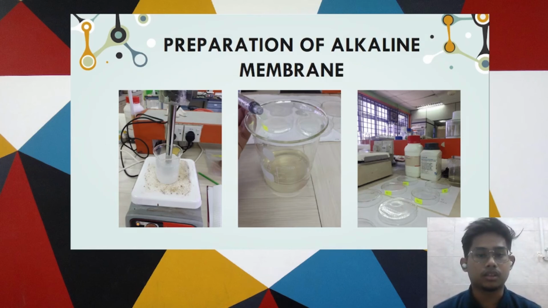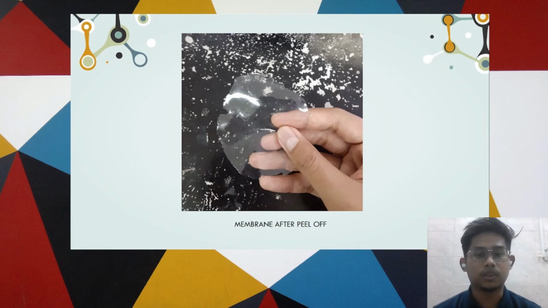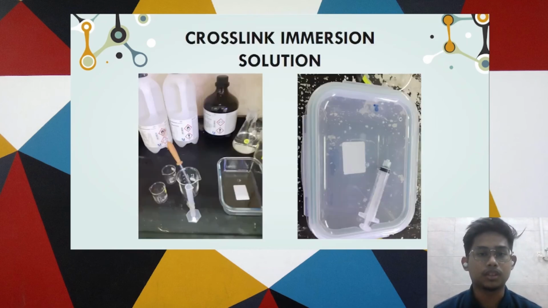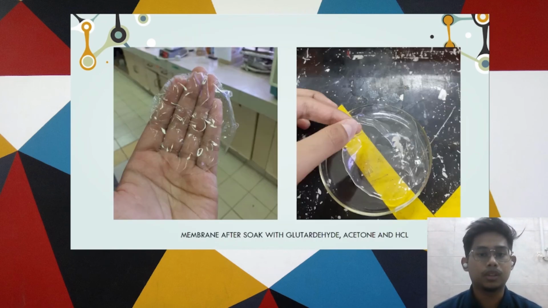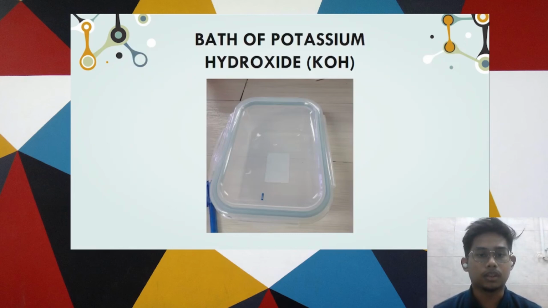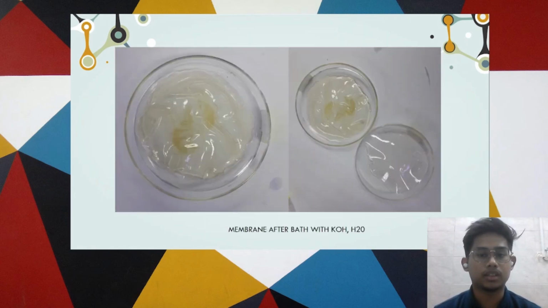Okay, this is the picture from our study. Okay, this is the membrane after peel off. This is the crosslink immersion solution step, and this is the membrane after soaking with glutathione, acetone, and HCl, for the bath of potassium hydroxide. And this is the last product that we got.